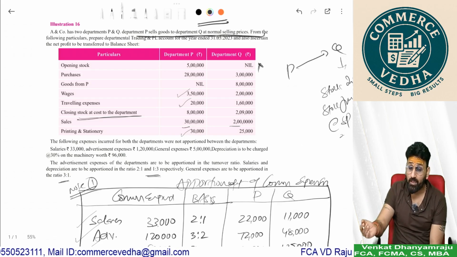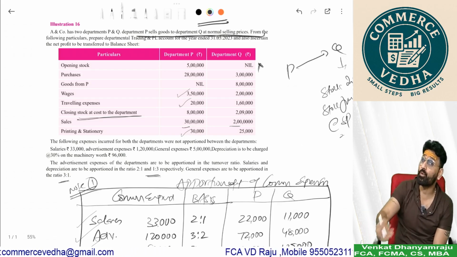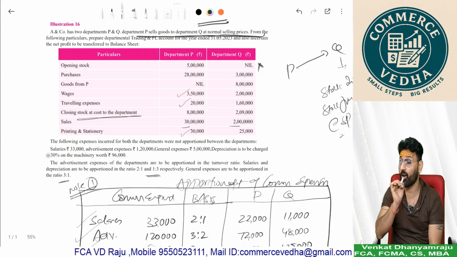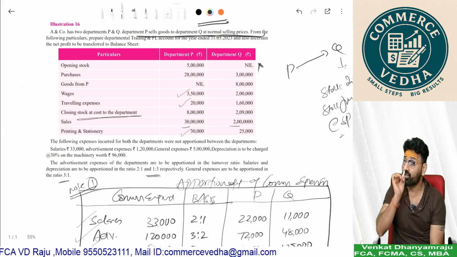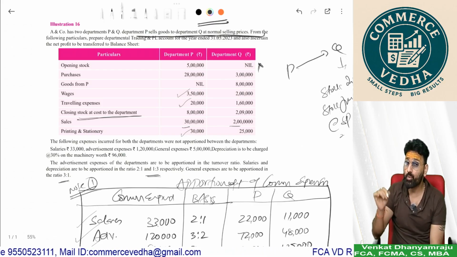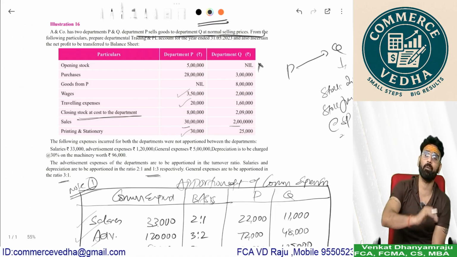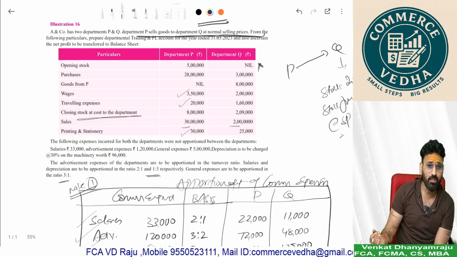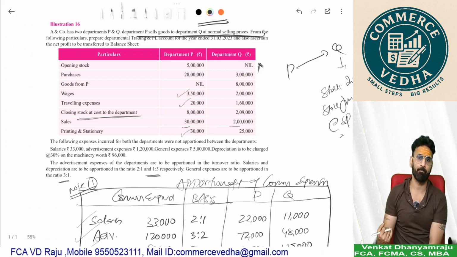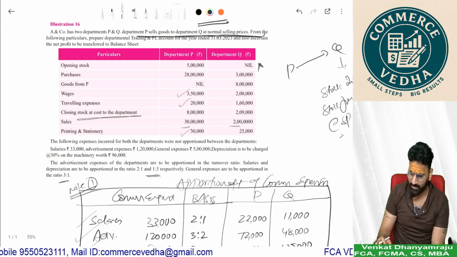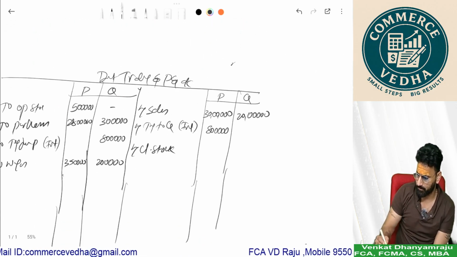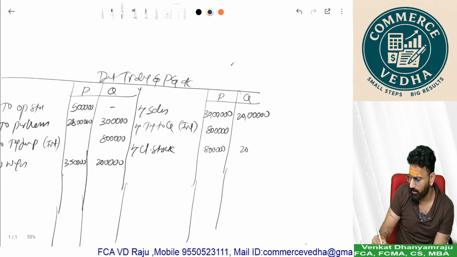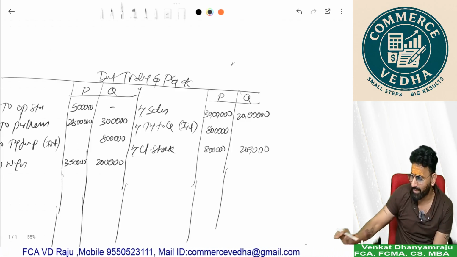Cost to Q is the selling price of P because Q received from P at selling price. See, he said cost to the department, not cost to the company. Q's cost is the selling price of P because P sold goods to Q at selling price. So cost to Q is whatever it received from P, right? So it is 8 lakhs and 2 lakh 9,000.